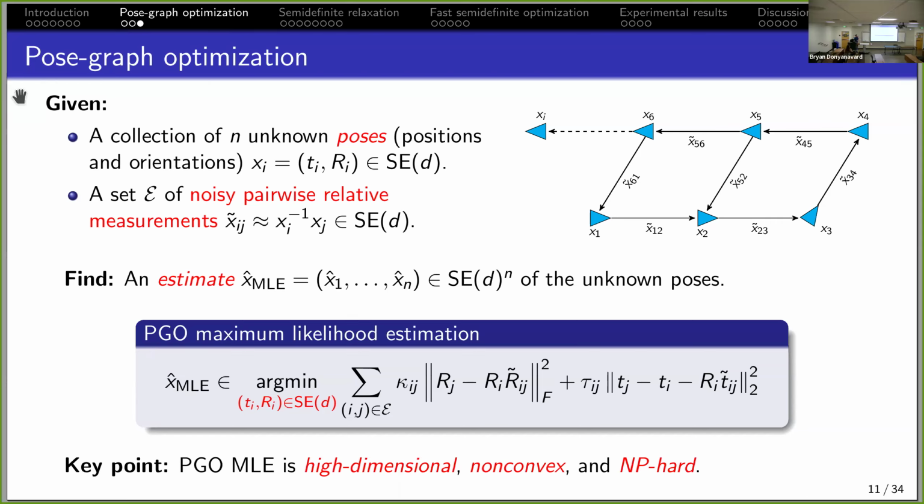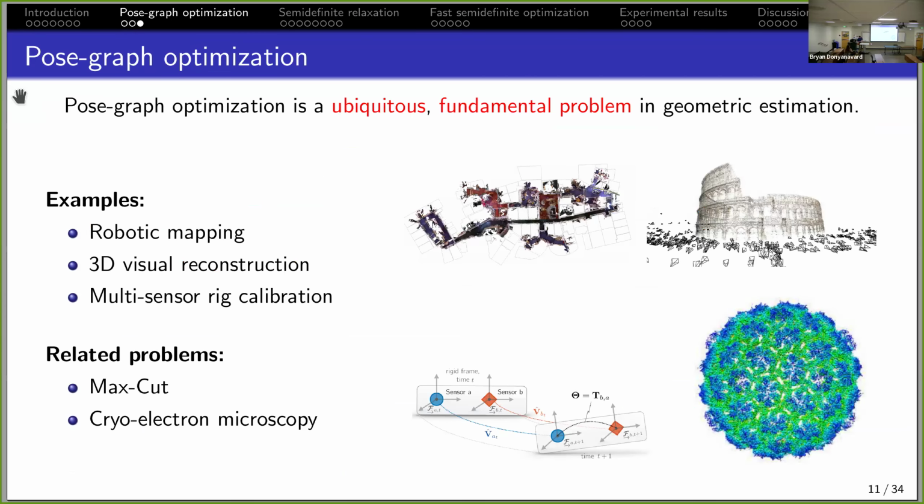Yeah, so this particular problem formulation is NP-hard, which is not great because this is the thing we actually need to solve, right? So I'll just say, maybe as a quick aside, that's pose graph optimization.